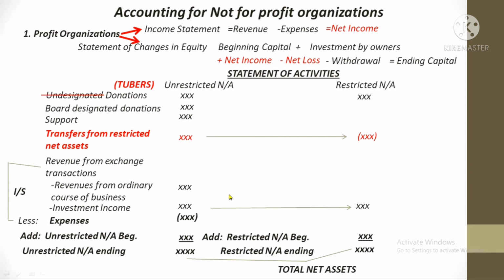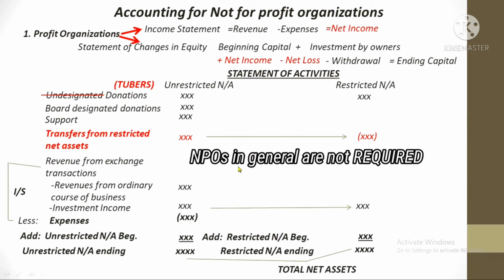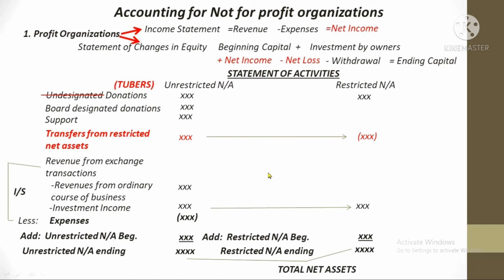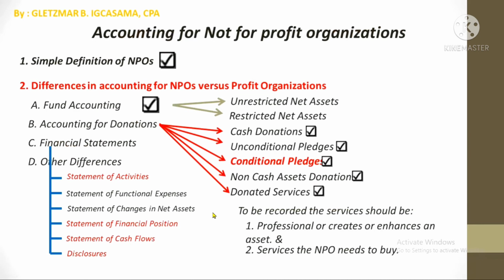Now let me clarify. The NPOs in general can, only can, which means they are not required to classify expenses by function, but they are encouraged. Now, if the NPO opts to classify expenses by nature and by function also, then they can do it here in the statement of activities. But there are other options, like instead of classifying expenses by function here, the NPO can make a separate statement known as the statement of functional expenses. Let's talk about that in the next video, the statement of functional expenses, to keep this episode short. So, going back here, so we are through with this.